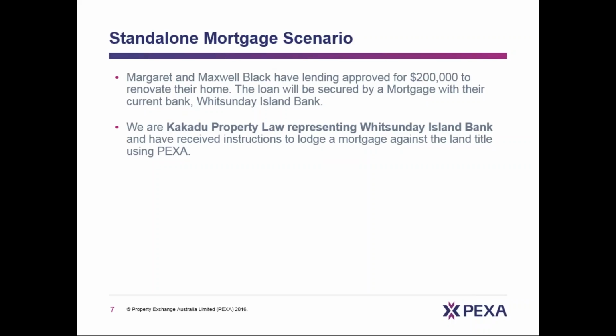So you can just pretend that we're a panel member for Whitsunday Island Bank and we've received instructions to lodge this mortgage. For this particular example, we're just pretending that Mr. and Mrs. Black have an unencumbered title, they've gone to the bank, they've signed the loan document and then handed over that duplicate certificate of title to the bank for the purposes of securing that money. And now the bank have instructed Kakadu Property Law to lodge that mortgage for them.